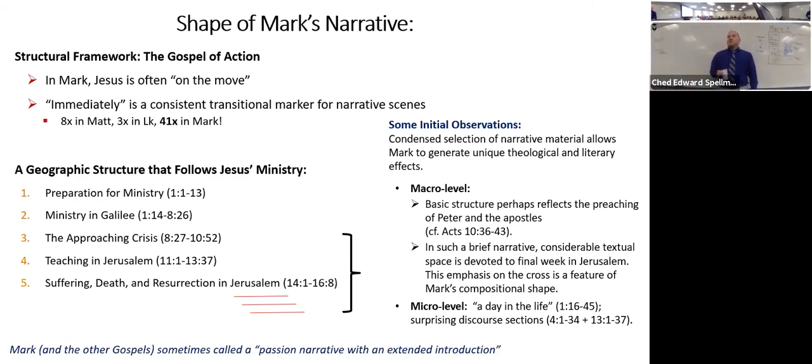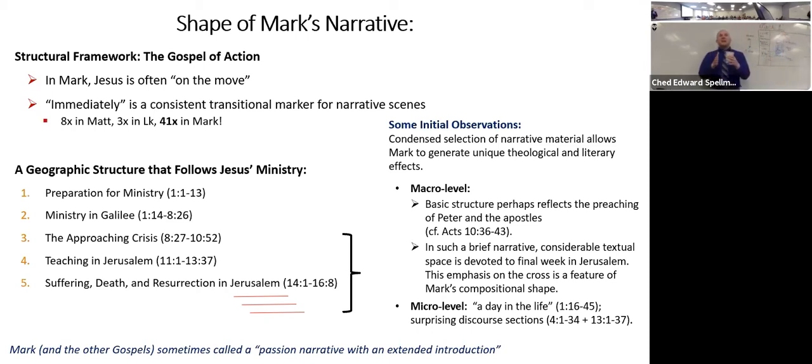So it would be false to characterize Mark as only a gospel of action. Maybe he didn't have access to long speeches, or maybe he wasn't good at capturing large speeches. Maybe he didn't want to include them. Well, he did, but he strategically highlights two places, the parables in chapter 4 and the discourse about the end.